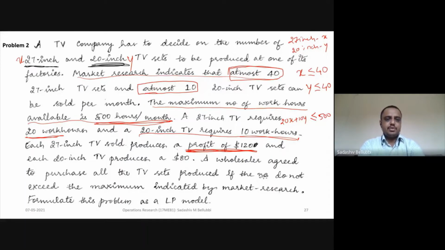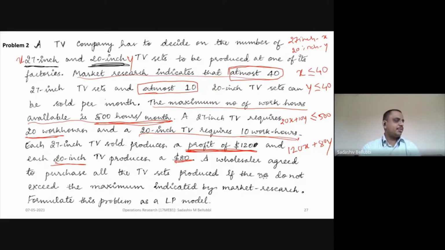Here they have given that each 27-inch TV sold produces a profit of $120, and each 20-inch TV produces $80. So for the 27-inch TV we have considered X, so it is 120X plus 80Y. This is our objective function: maximize P equal to 120X plus 80Y. I hope you are following what I'm explaining.